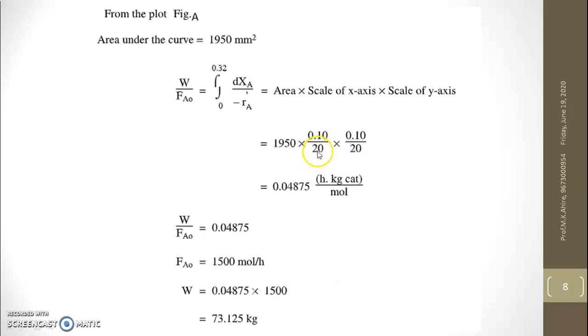Here, why have we divided this by 20? Because the scale on x-axis is for 20 mm, which means 2 centimeter. For each 20 mm or 2 centimeter, the scale on x-axis is 0.1, and hence to find the value of that area, you multiply the area by the scale on x-axis into the scale on y-axis. Similarly for y, because both the scales are for 2 centimeters. So finally we have got W as 73.125.